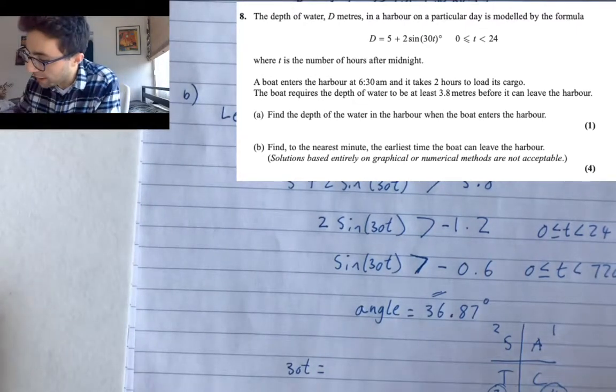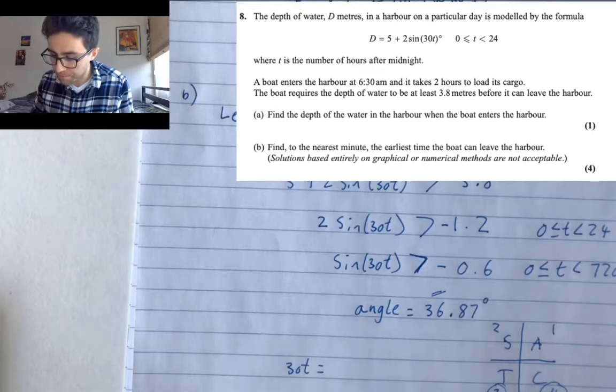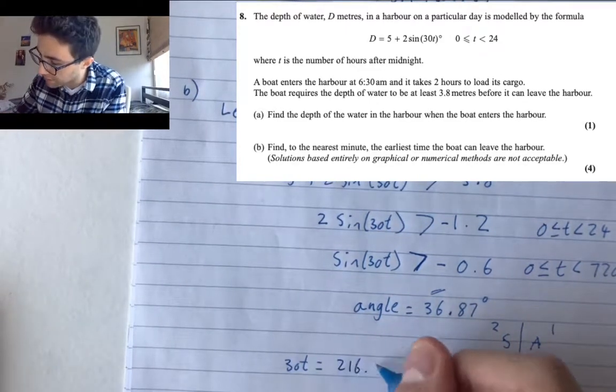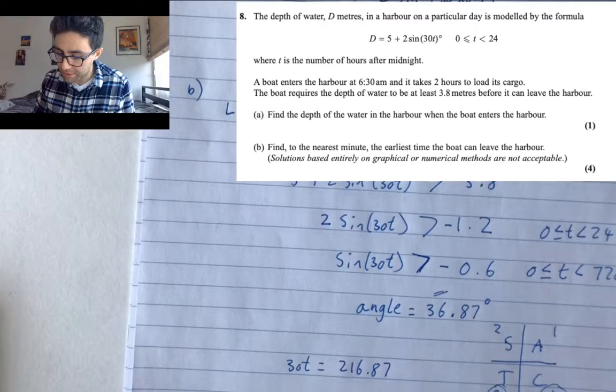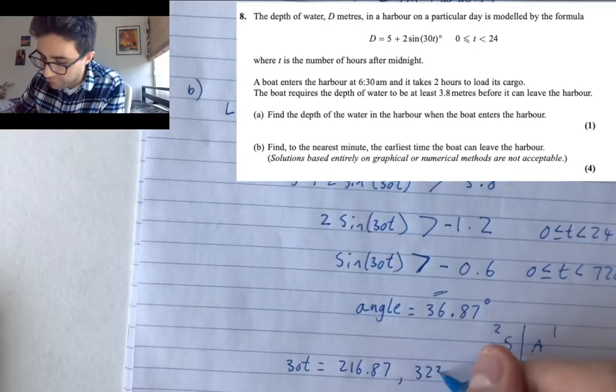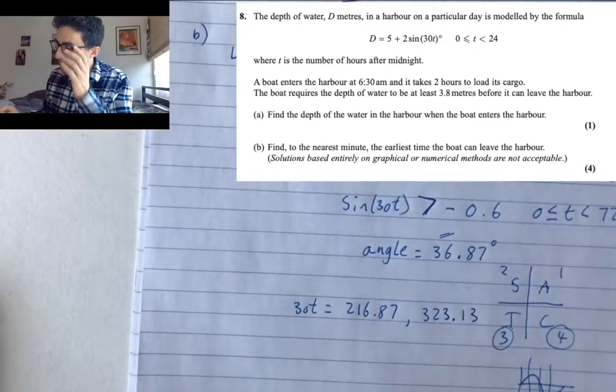So anyway, basically, quadrants 3 and 4. To get the quadrant 3 answer, it's 180 plus 36.87, otherwise known as 216.87. And to get the quadrant 4 answer, 360 minus 36.87. It looks to me like 323.13. So those are the answers.